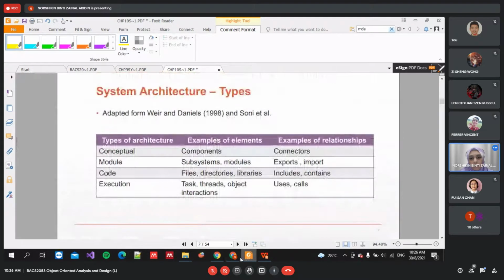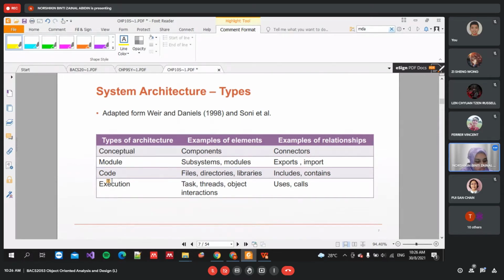Okay, here we have four. This one is by this person. So, system architecture types. There are four types listed, adapted from Sunny et al. The first one is conceptual, then module, code, and execution. So let's look at each of these.